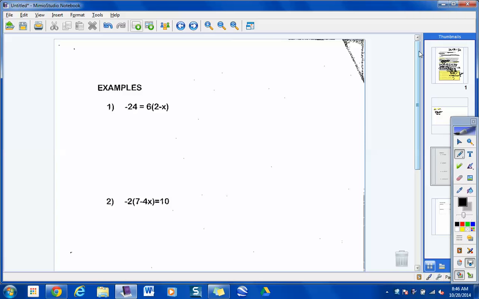So let's jump into this. Guys, this first example I have here to solve. In that first example, I'll start and say, are there any parentheses that we've got to get rid of first? Okay, on the right side there are. So I'm going to set this up as negative 24 equals. Okay, gang, help me distribute. What's the 6 times the 2 going to get you?